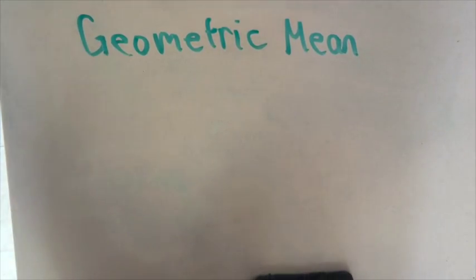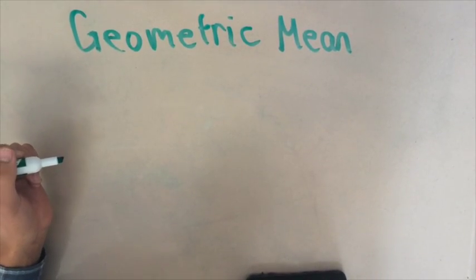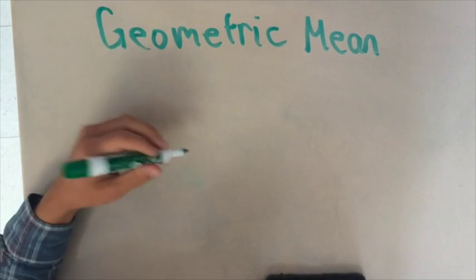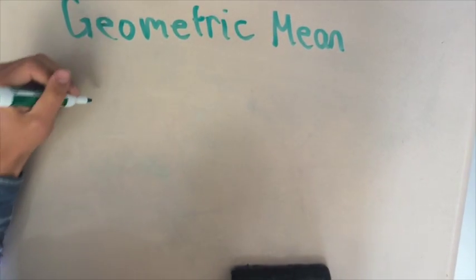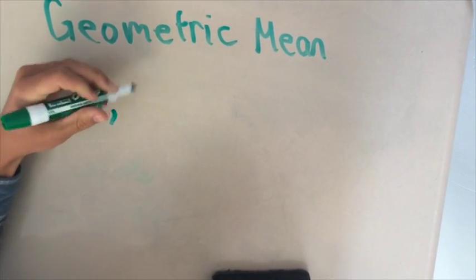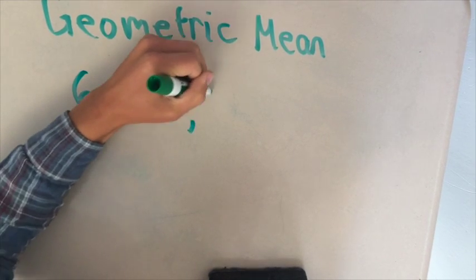Now we're going to find the geometric mean, and this is used to find a missing number within a sequence. So let's say we're given the sequence 6, blank, and then 54.